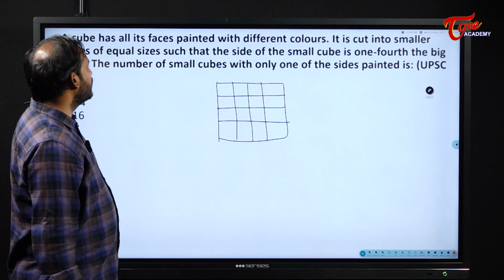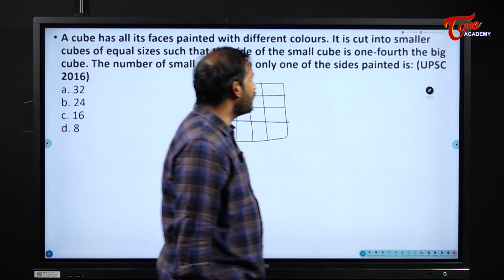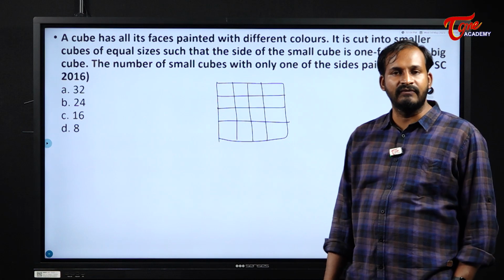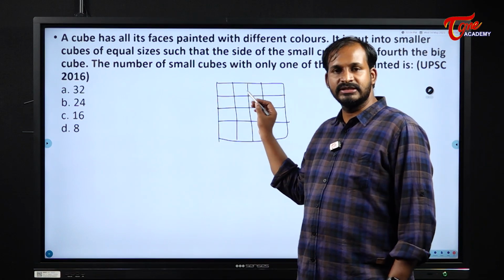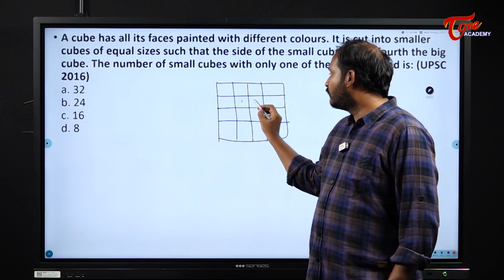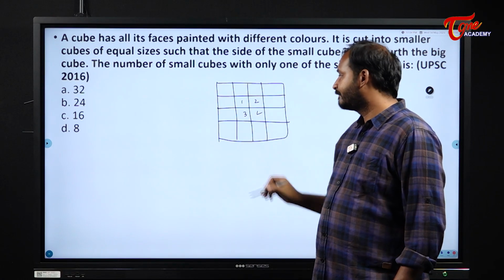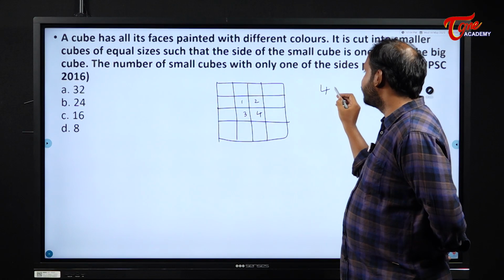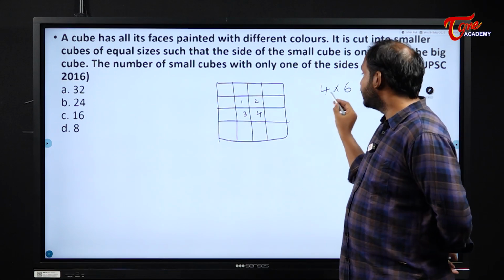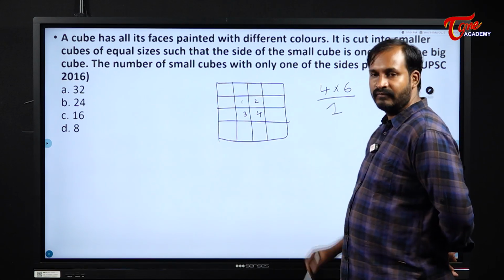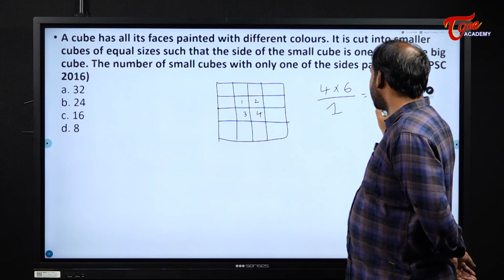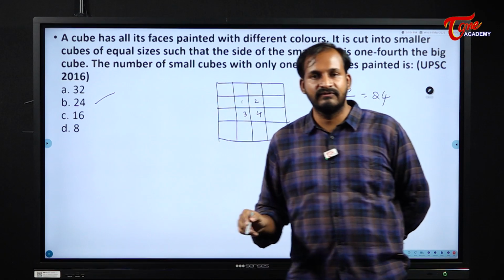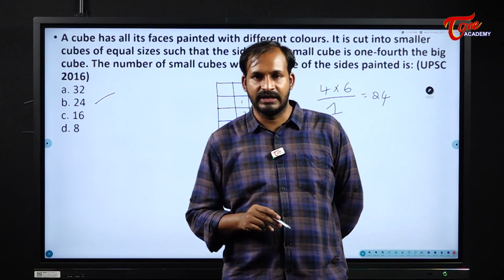Okay. The number of small cubes with only one of the sides painted is. Which cubes will get paint on only one side? The cubes which are present on face. How many are there? 1, 2, 3 and 4. So on this face, how many face cubes I have? 4. Like this, how many faces I have in total? 6. But each face will be shared by only one face. So 4, 6 are 24. So our answer here becomes how much? 24. The answer for this question becomes just 24.